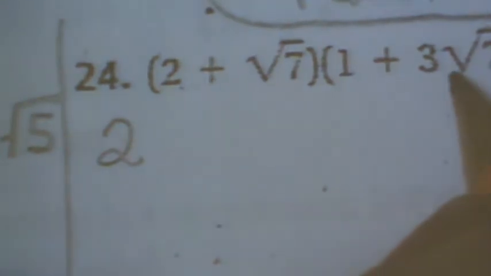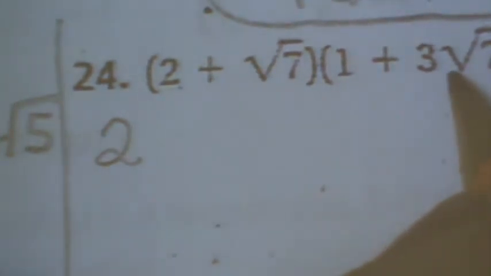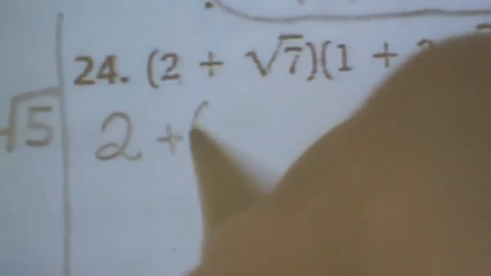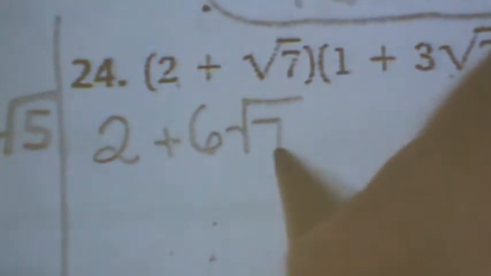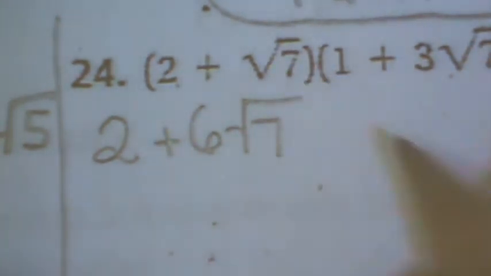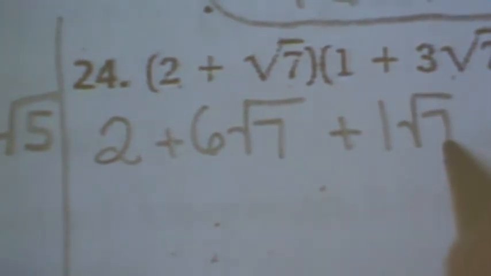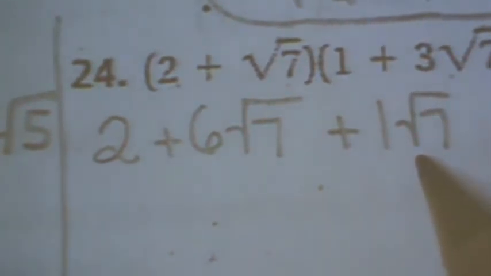What's 2 times 3 root 7? Let's see some root work. 6 root 7. I was adding. What is 1 times root 7? Root 7. Do you really need that 1 there? No, you don't need that 1.